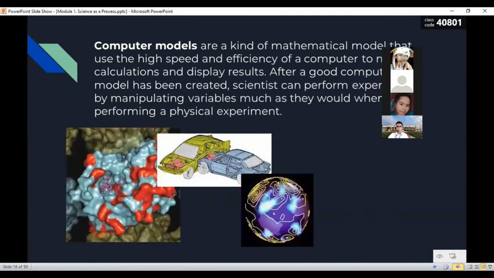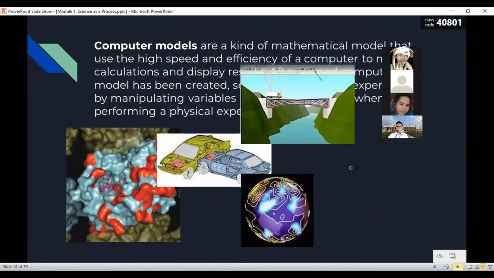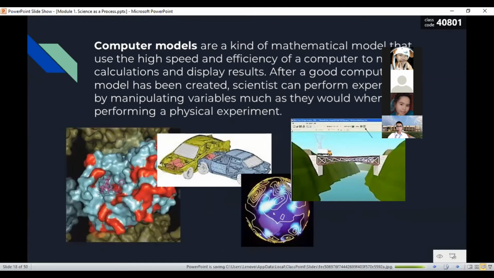Computer models are a kind of mathematical model that use the high speed and efficiency of a computer to make calculations and display results. After a good computer model has been created, scientists can perform experiments by manipulating variables much as they would when performing a physical experiment.